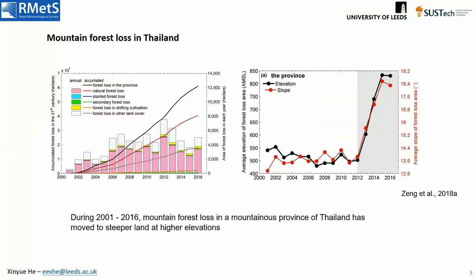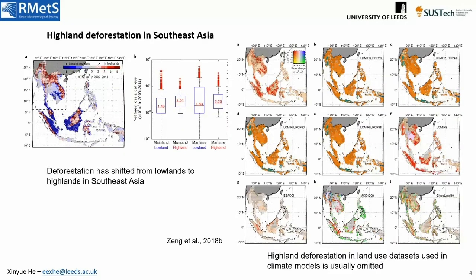Recently, more and more studies have paid attention to mountain forest cover change. For example, in the mountainous province of Thailand, there is an overall increasing trend in annual forest loss, and the forest loss has moved to steeper land at higher elevations, especially since 2012. Further, in the whole of Southeast Asia, deforestation has shifted from the lowlands to the highlands. However, highland deforestation in land use datasets used in many climate models is usually automated. There is often poor representation of mountain topography in coarse resolution earth system models.